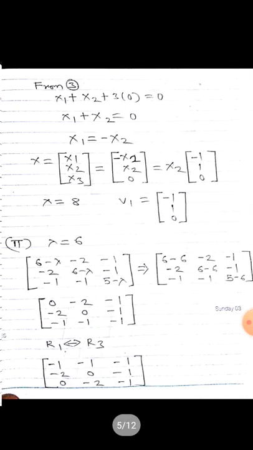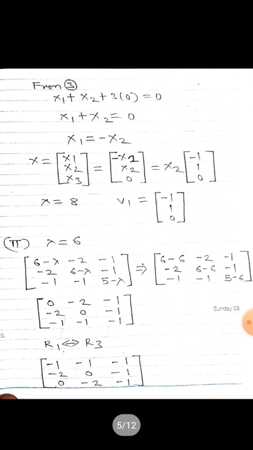Next, for lambda is equal to 6, we substitute lambda is equal to 6 there diagonally. 6 minus 6 0, 6 minus 6 0, 5 minus 6 minus 1. All other off diagonal elements are as it is. So the matrix becomes 0 minus 2 minus 1, minus 2 0 minus 1, minus 1 minus 1 minus 1.